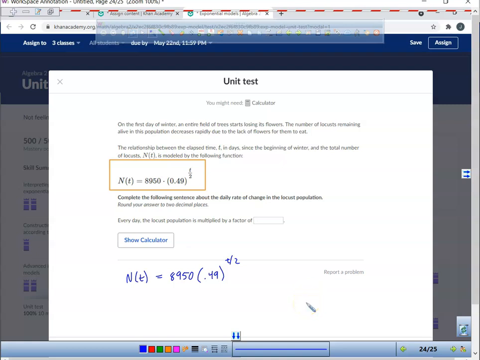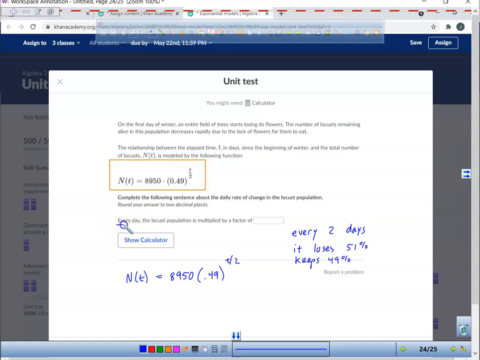Okay, so listen. Let's think about this. I'm going to write this down. Ready? Every 2 days, it loses 51%. Because what is it actually keeping? No, it doesn't keep 51%. It keeps 49% every 2 days. Okay?